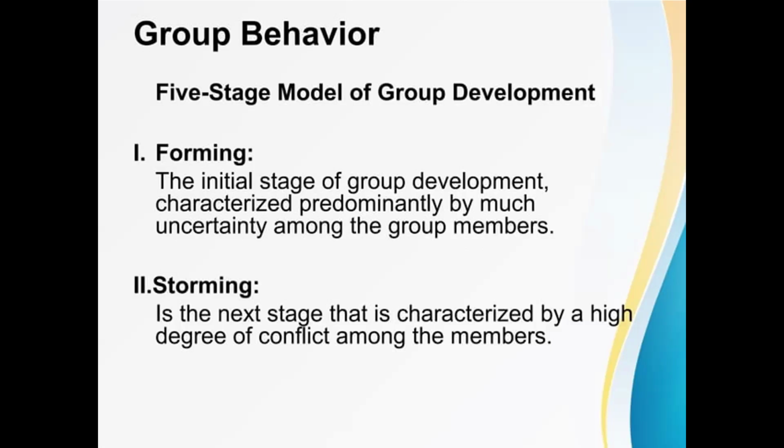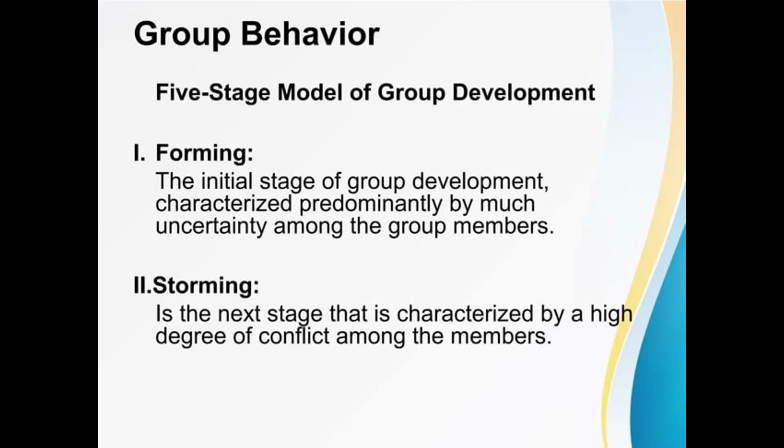The first stage is forming. This is the initial stage of group development, characterized predominantly by much uncertainty among the members. This first stage is characterized by a sense of uncertainty and awkwardness and perhaps anxiety. In this stage, group norms and standards are defined, and this phase often shows a tentativeness or even some anxiety on the part of participants. Leaders need to set the tone for group behavior, activities, and interactions.